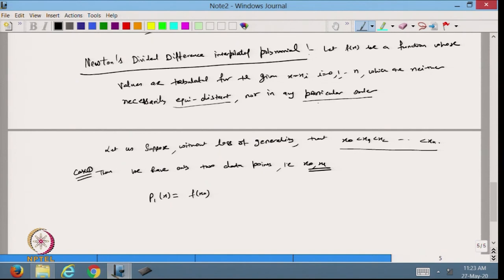We have the given nodal points, so data points are like this: x_i's and corresponding y_i's, i is moving from 0, 1, 2 up to n, and y_i is equal to f at x_i. So that is already given to us. So I will put f(x0) plus, then I put (x minus x0) and the first divided difference, that is f[x0, x1].